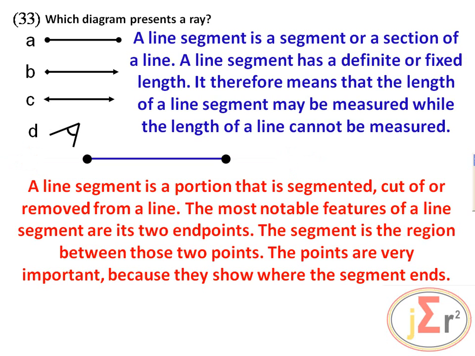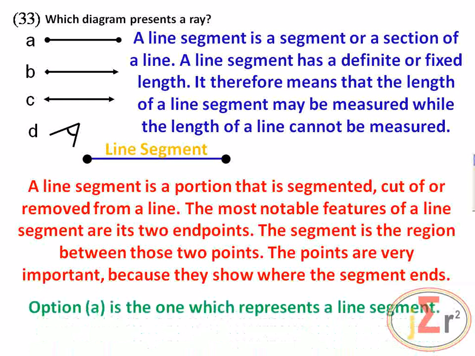So there we have our line segment. If we have a portion that is cut off from a straight line and it is bounded by those large dots representing endpoints at either end, then we are sure that it represents a line segment. Option A is the one which represents a line segment.